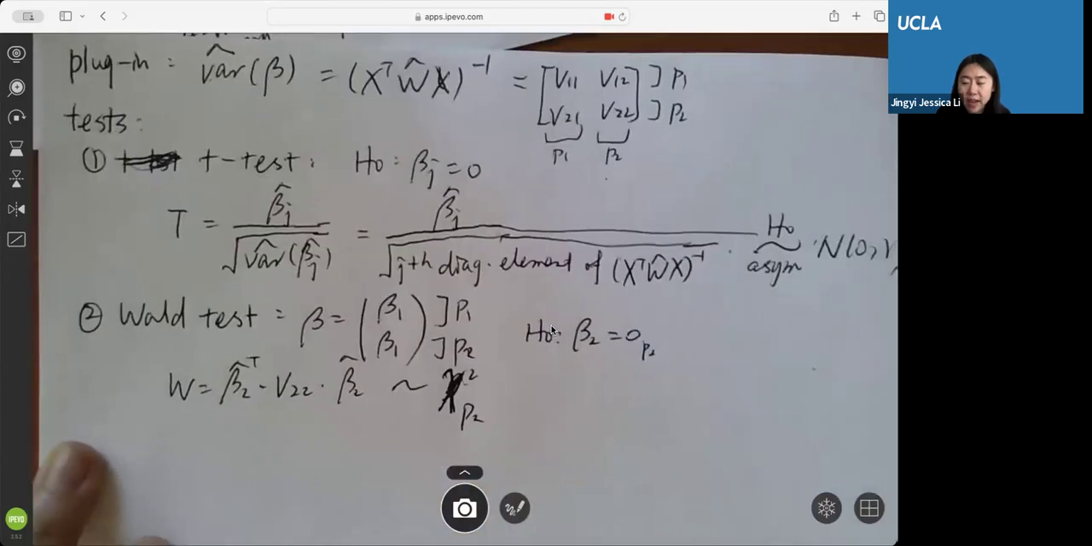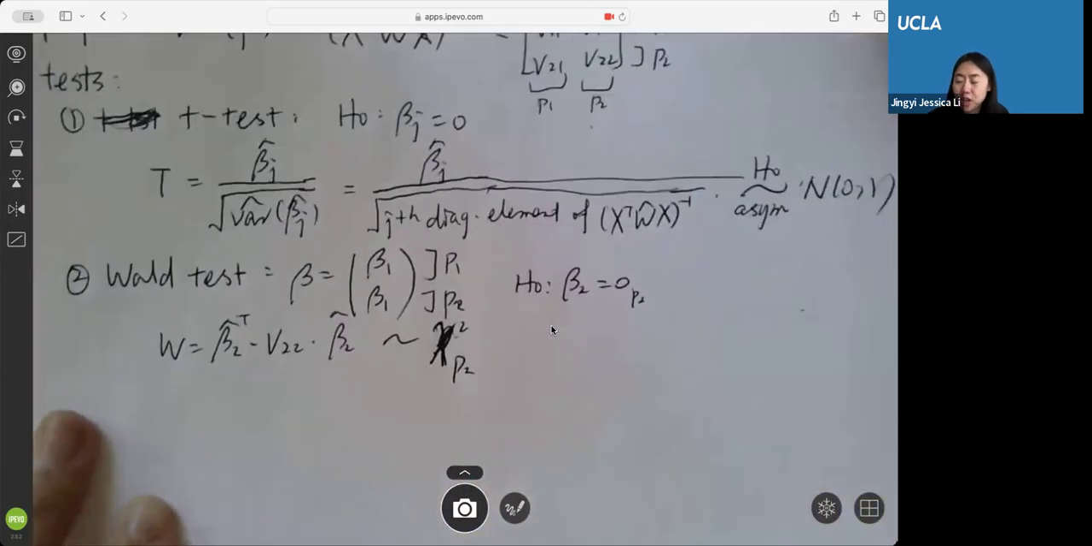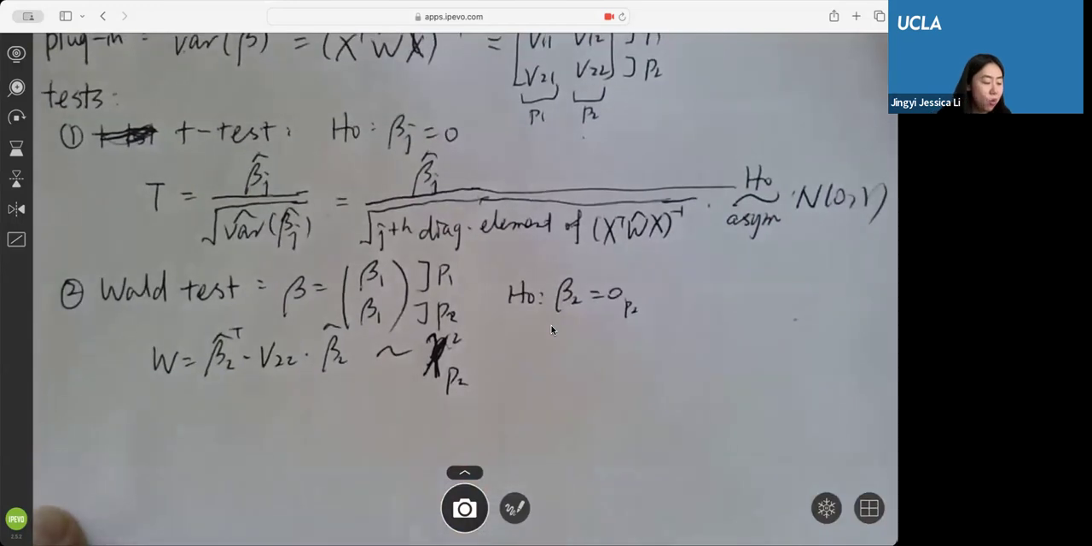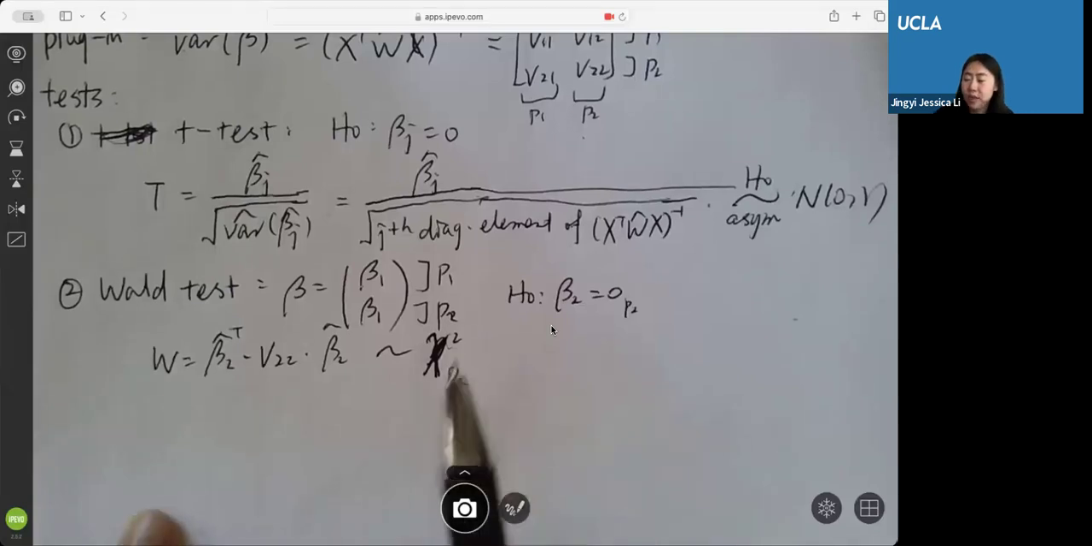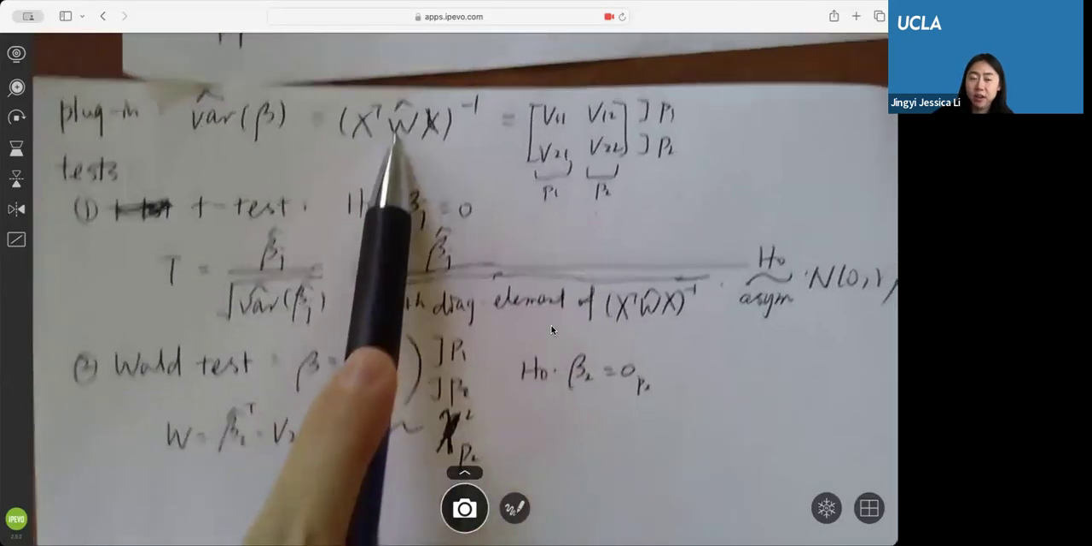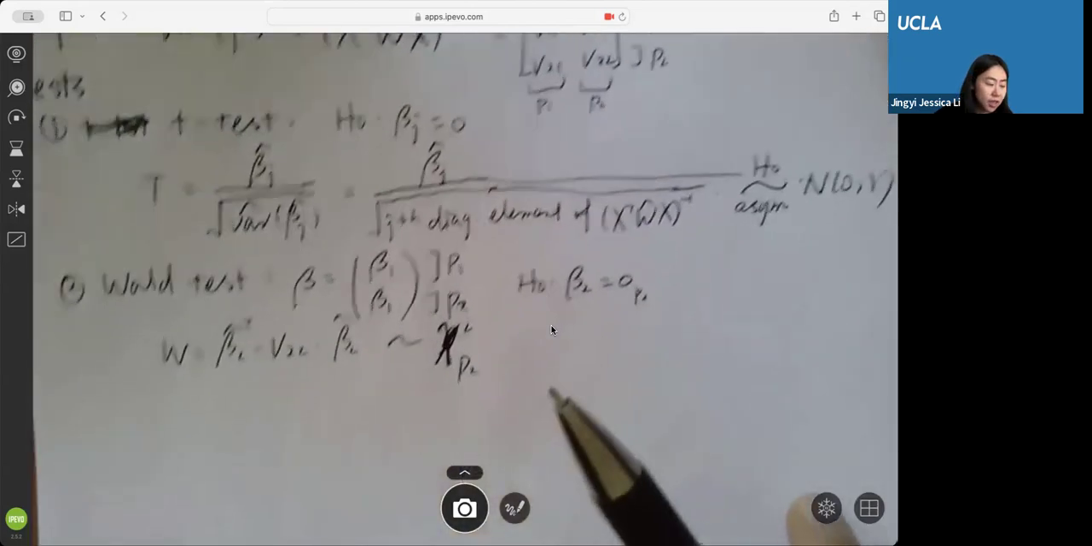Okay, so that's the Wald test. It's just a generalization of the linear model, except that we are doing it in a weighted least squares way. We need to consider the weight over here. That's the only thing. Other than that, it's the same.